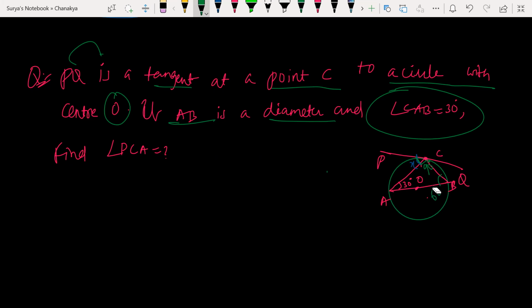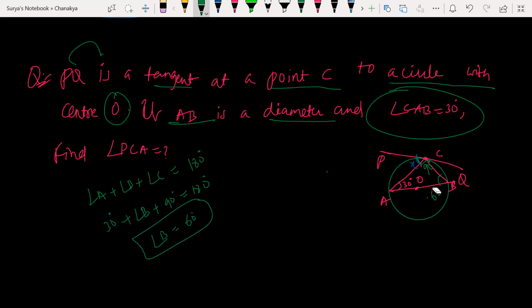Guys, are you able to understand here? Angle A plus angle B plus angle C is equal to 180 degrees. Angle A is given to me, B we have to find out. I know C is 90 degrees, so how much will angle B be? It will be 60. 90 plus 30 is 120, 180 minus 120, yes, that's 60.